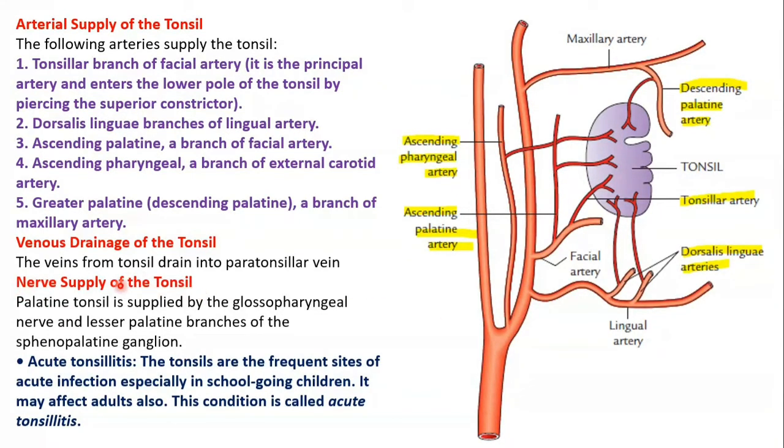What is the nerve supply of the tonsil is very important for the OSPE. It is supplied by the glossopharyngeal nerve and the lesser palatine branches of the sphenopalatine ganglion. So you should remember the nerve name is the glossopharyngeal.